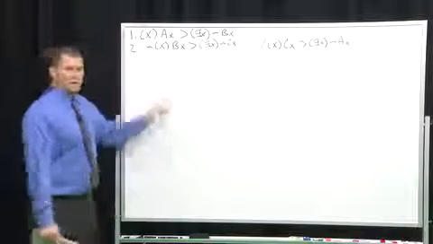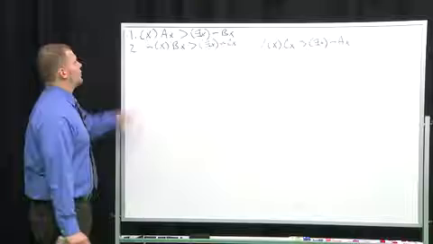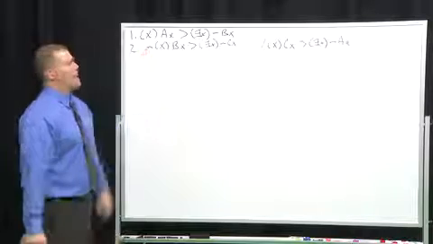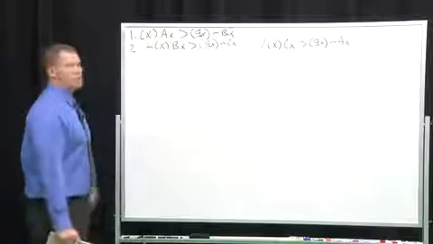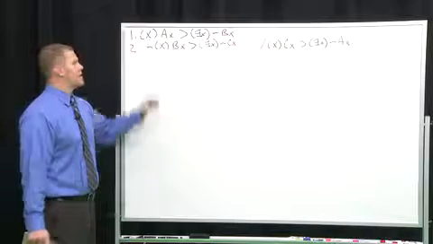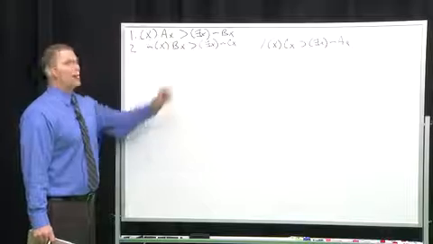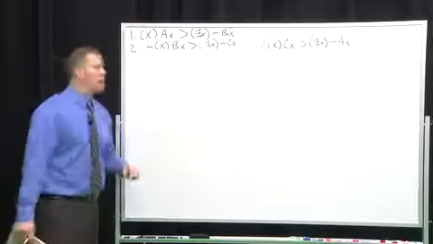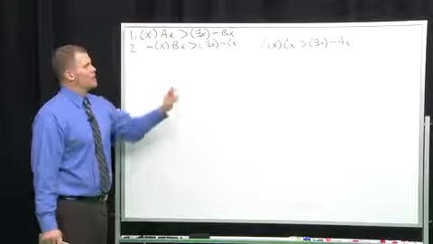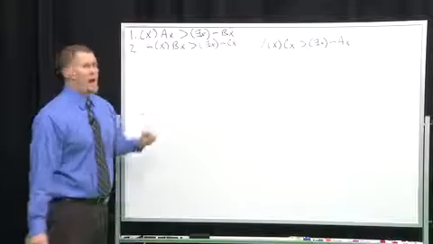So let's look at our premises and our conclusion. Premise 1 says for all x, if x is A, then there exists an x that's not B. Premise 2 says it's not the case for all x, if x is B, then there exists an x that's not C. And the conclusion says for all x, if x is C, then there exists an x that's not A.